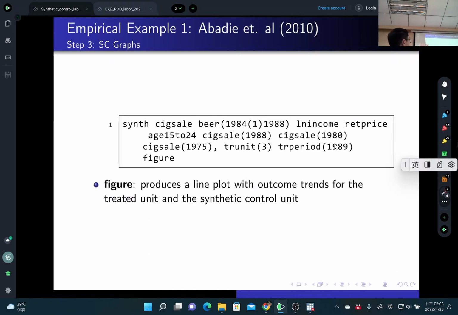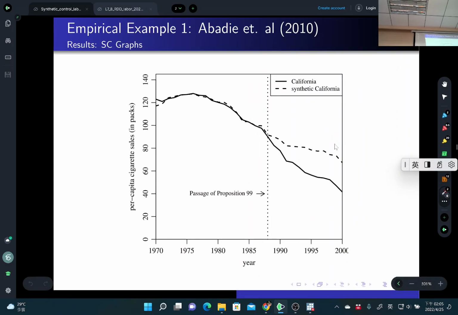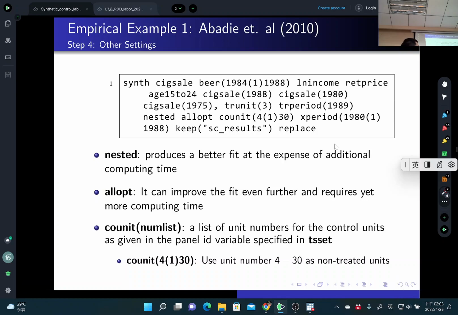Then you might want to generate some graphs. You just put the figure option at the end of the command, and it will generate a figure that looks like this. But you can do this by yourself; later we will discuss it. There are also other settings. For example, you can use a different algorithm that can potentially give you better matching but takes more time. You can also choose specific non-treated units using the control unit option. For example, you just want to use state ID 4 to state ID 30 and not the other states. You can use this option to specify the non-treated units you want to use when you choose the weights. Okay, so that's one thing you can do.